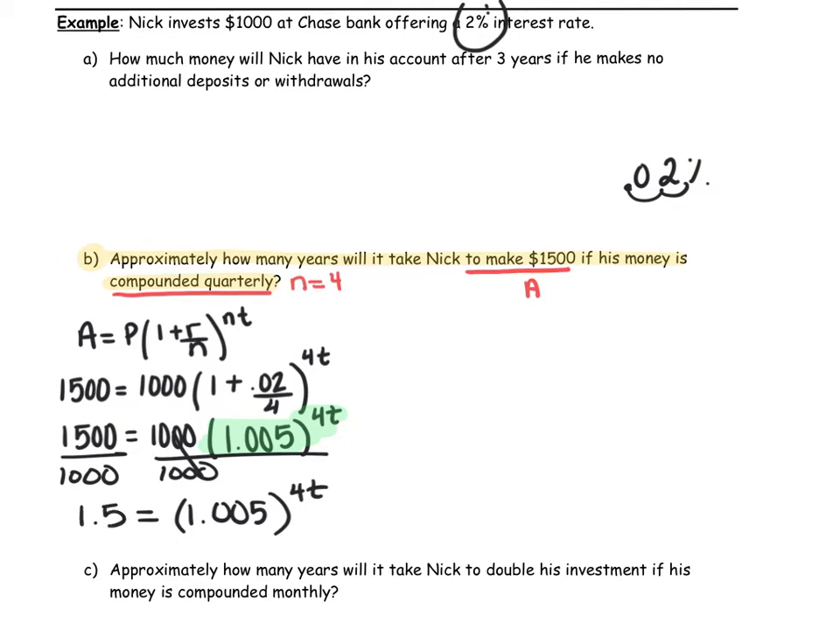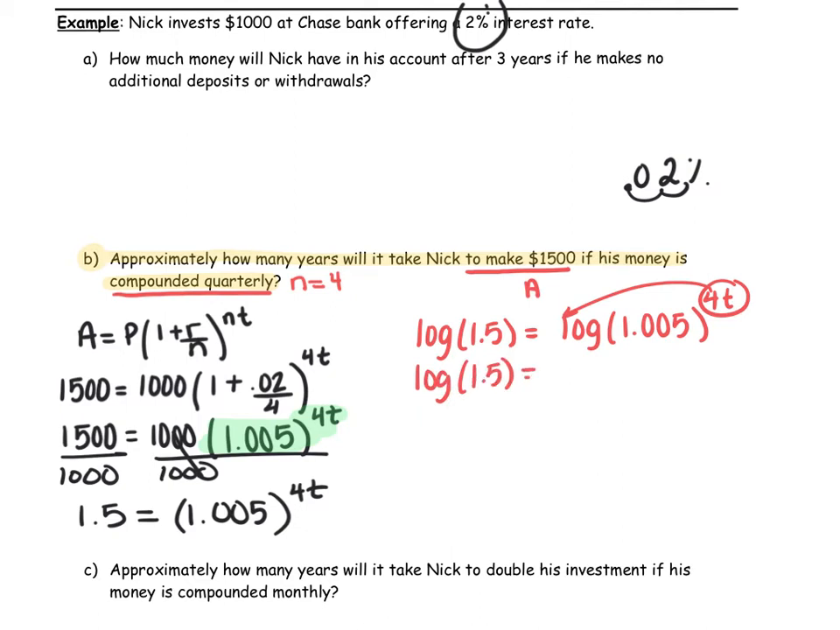So now we're in the stage where we've isolated the base and we're going to log both sides. So I'm just going to continue my work over here. So we're going to log the 1.5 and we're going to log the 1.005 to the 4t power. And then we take the exponent, drop it like a tot. So we have log of 1.5 equals 4t times log of 1.005. And again, we have to isolate the t. So first we have to get rid of this log. So we can do that by dividing both sides by log of 1.005.